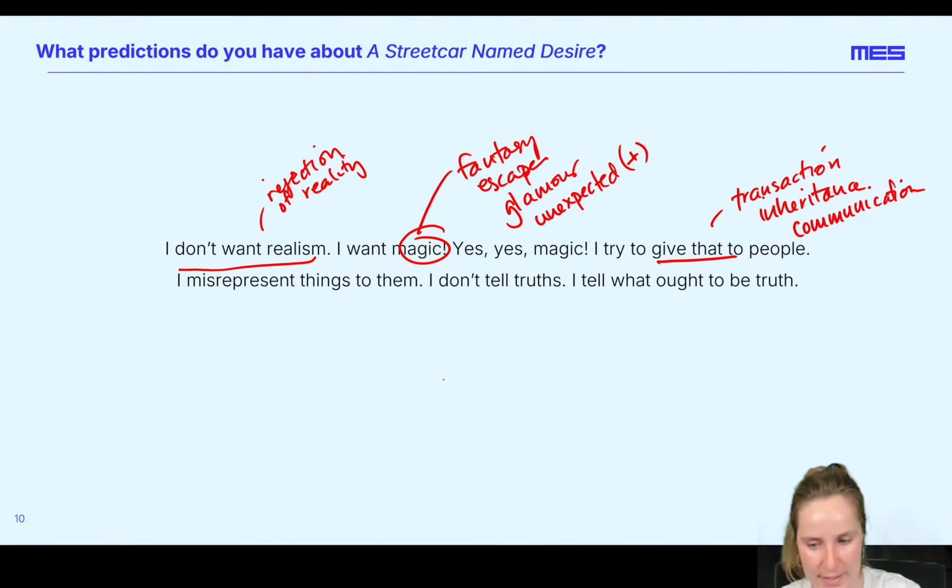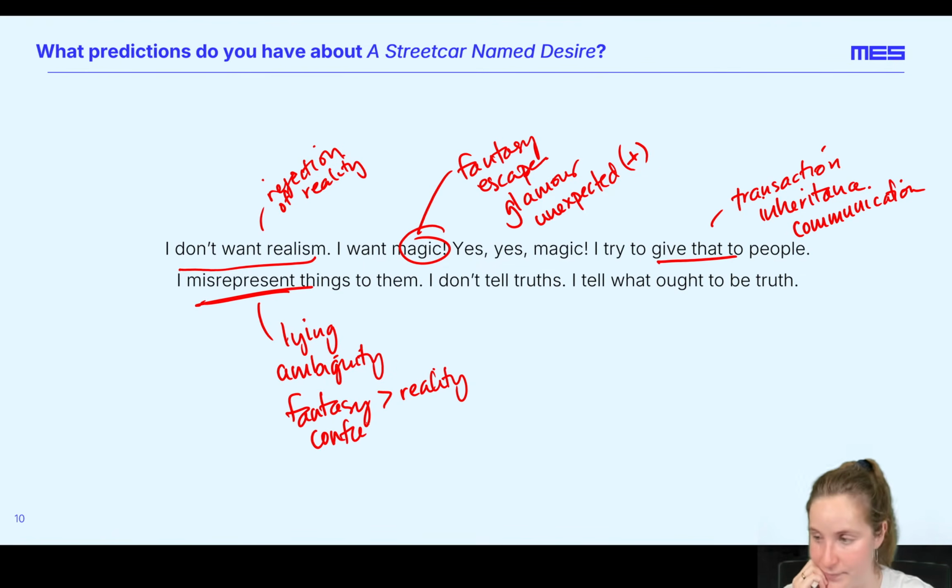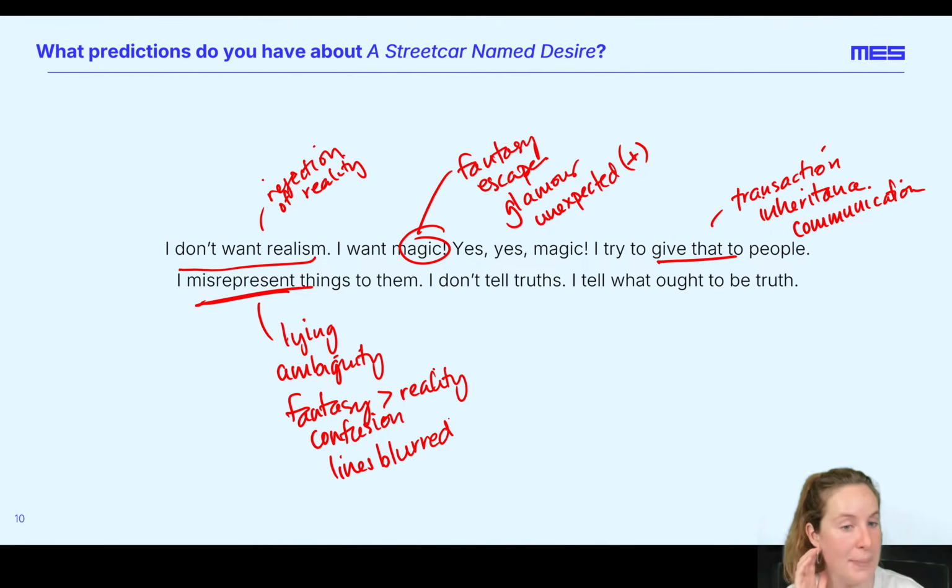And then this complicates even more with this sense of misrepresenting things, because this suggests this idea of lying, really. And ambiguity, 100%, Zemi. Fantasy becoming pulled into reality. This idea of confusion, lines blurred, and liminal spaces. What's real, what's not? Appearance versus reality.